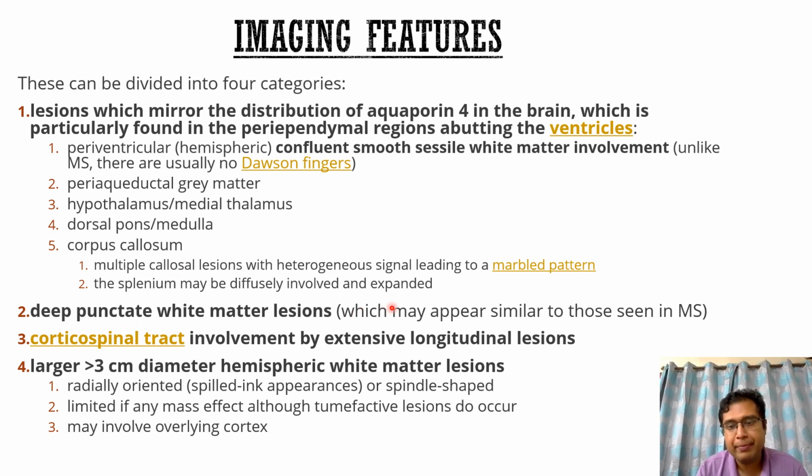Deep punctate white matter lesions can also appear, which may be similar to MS, and hence it is important to differentiate NMOSD from MS. Corticospinal tract involvement by extensive longitudinal lesions, and larger than 3 centimeter diameter hemispheric white matter lesions, which are relatively rare, can also be seen, which can mimic a tumor. So it is very important to differentiate NMOSD from MS because the treatment of both these entities are different.